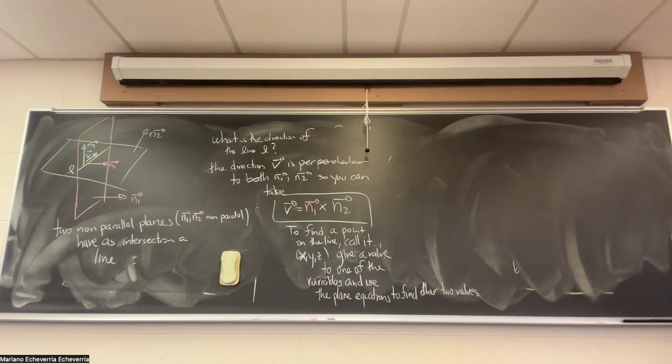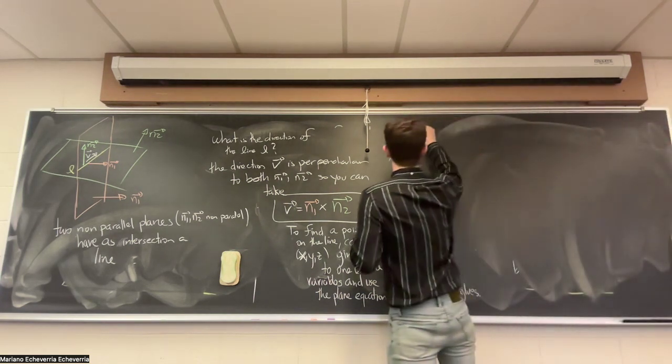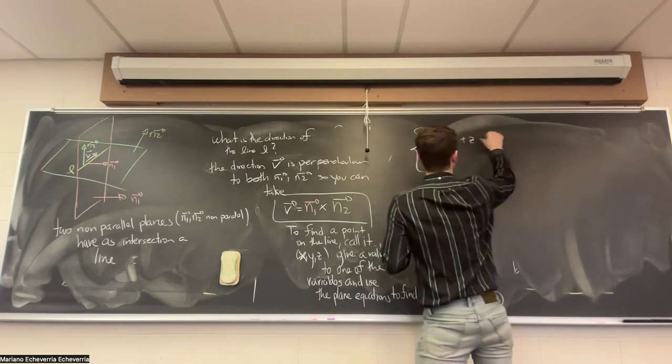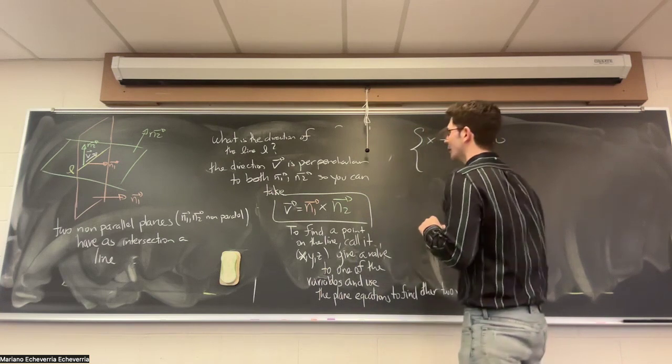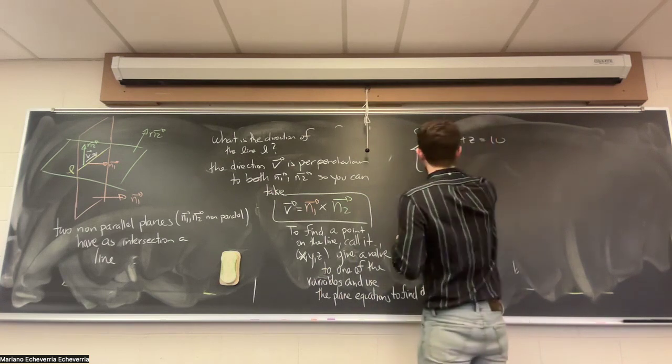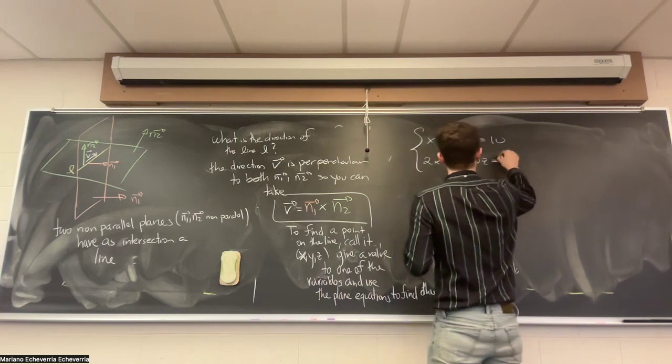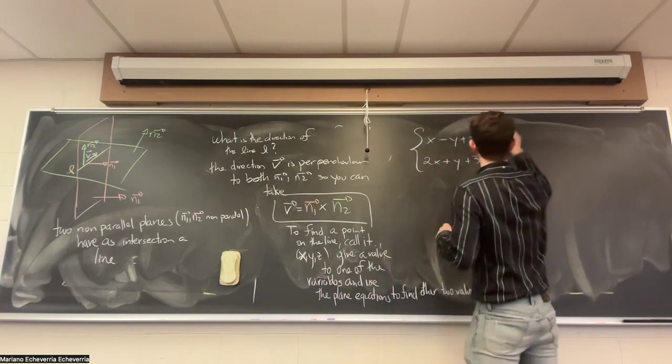Okay. So it looks a little bit odd, but let me just do it with an example. So let's say the first plane is x minus y plus z equals 10. So this is plane one. And then the second plane is 2x plus y plus 3z equals 5.